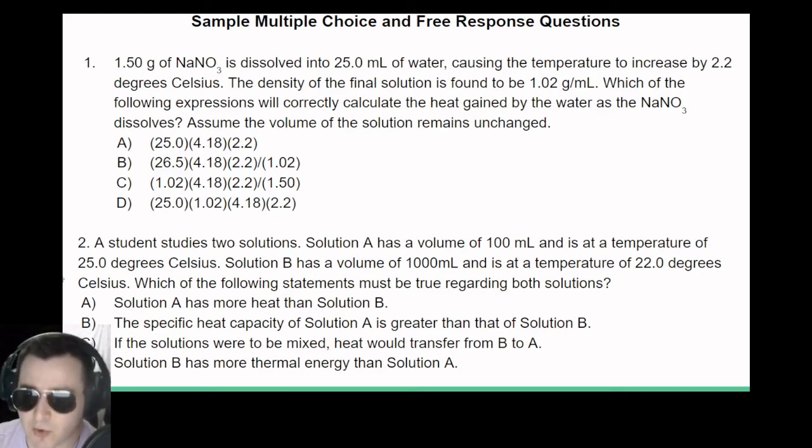Solution B has more thermal energy than solution A. And it's really hard to definitively say that, to be honest. It is simply the best choice here. But let's talk about why D is going to be accurate. It's because there's 10 times the amount of B. And the temperatures are so close to each other.